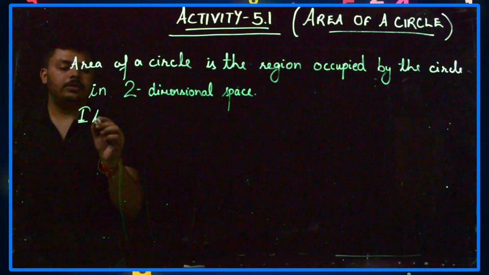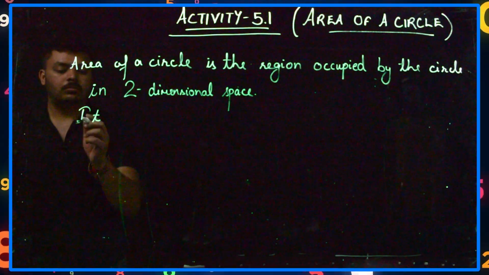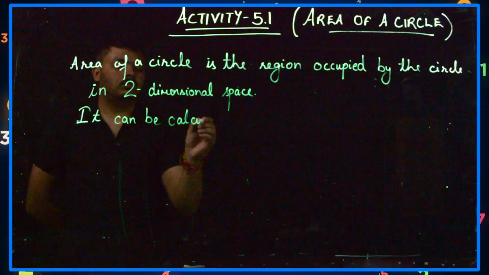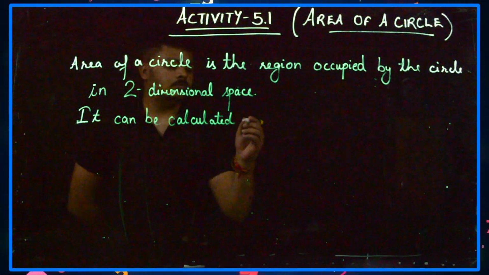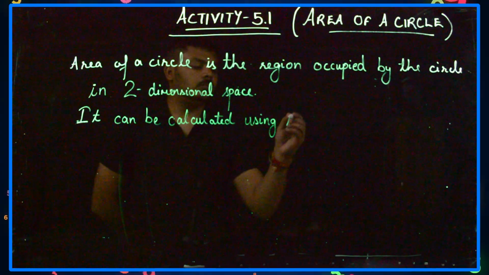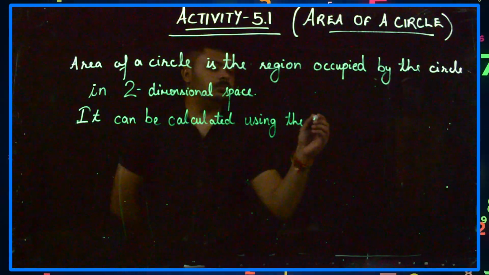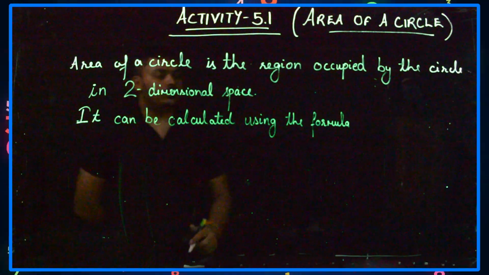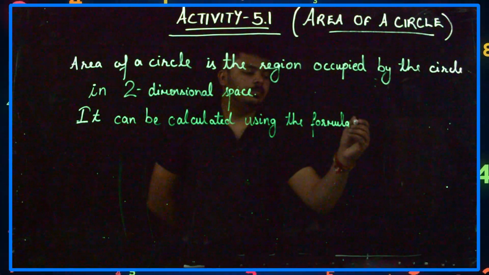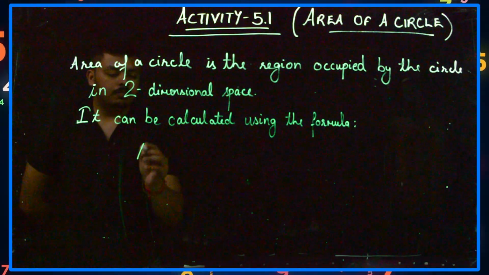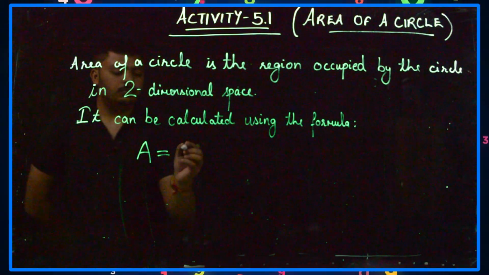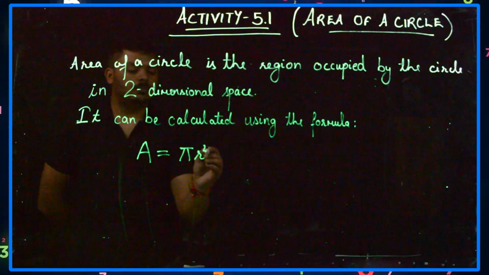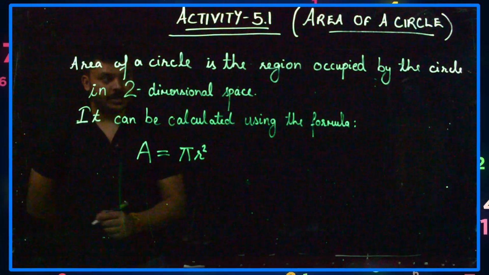It can be calculated using the formula. So, area can be calculated using the formula A equals pi r square, where r is the radius of the circle.